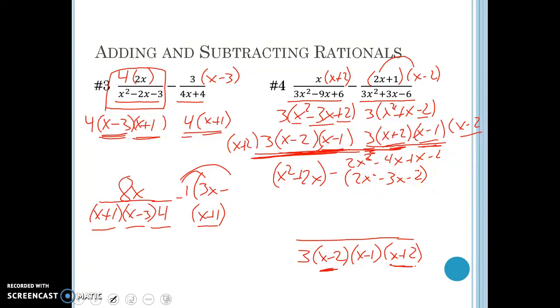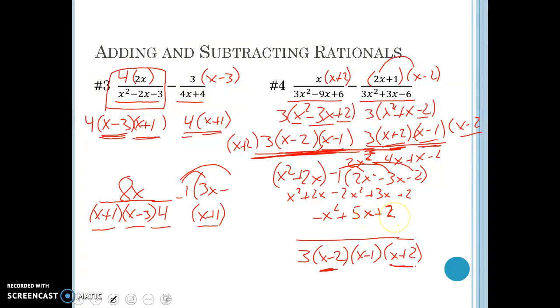So I'm going to be subtracting these, and so I'm going to take this negative 1 and distribute it to all three of these terms. So I'm going to have x squared plus 2x on the left, but then minus 2x squared plus 3x plus 2 on the right. And so then if I simplify this, x squared minus 2x squared is negative x squared. 2x plus 3x is plus 5x. And then plus the 2.